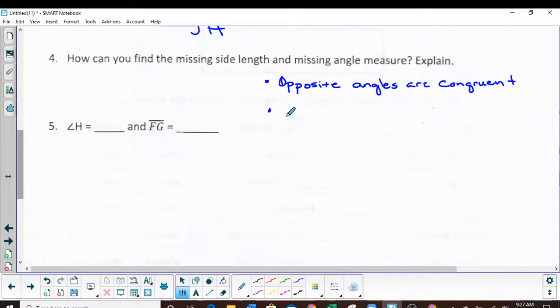And then the next statement is that any and all parallelograms, opposite sides are congruent.